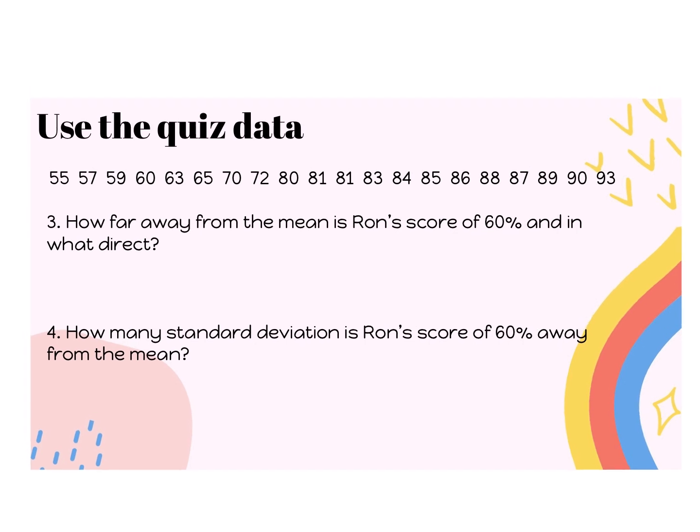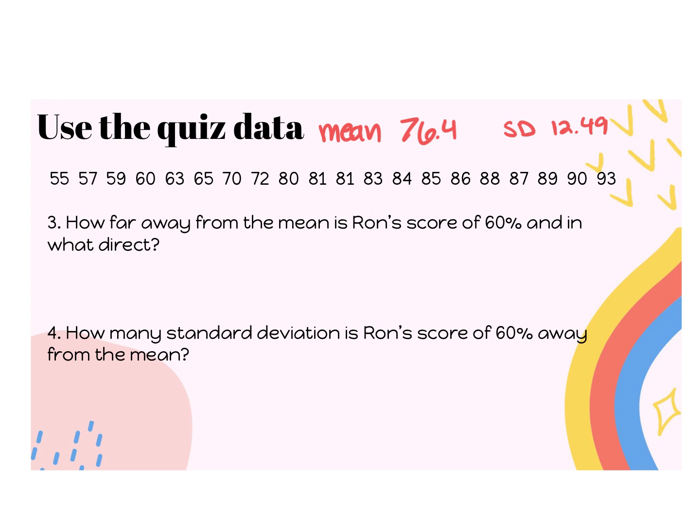And then we come back to our quiz data. Remember, our mean was 76.4 and our standard deviation was 12.49. That's going to help us out here. Question 3 wants to know how far away from the mean Ron's score of 60% is. So we do 76.4 minus Ron's score of 60. It is 16.4% away to the left, or less.